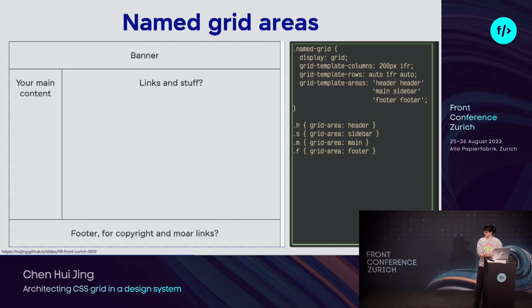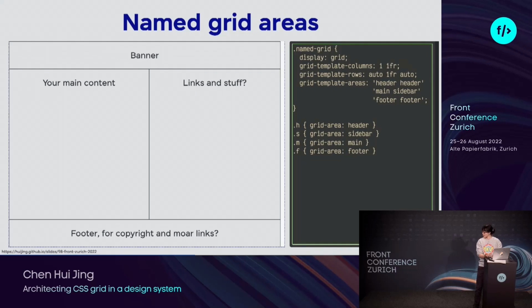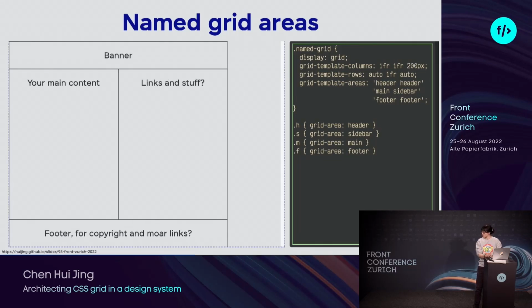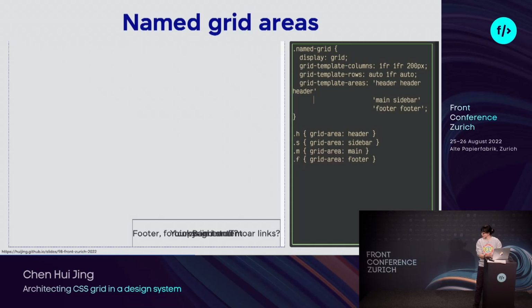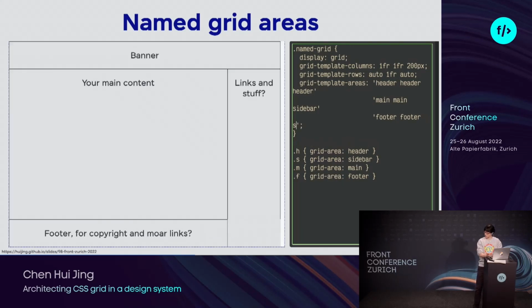Let's say I decide that, well, maybe I want a 3 column. So let's try this. 3 column, okay. Again, don't need to touch the actual items. Let's give that a header and maybe do that. And then let's make the sidebar longer.